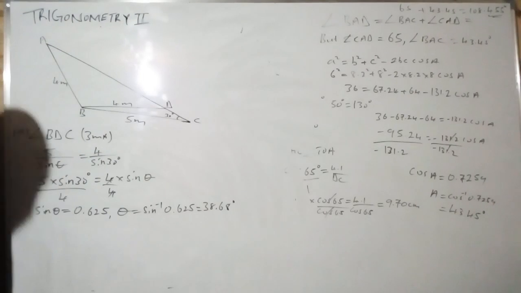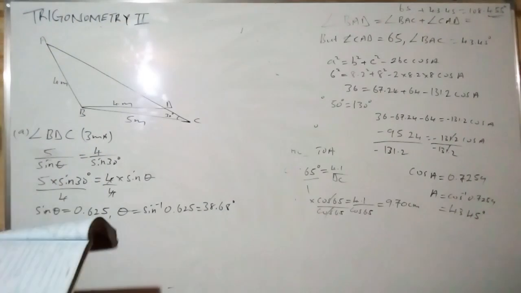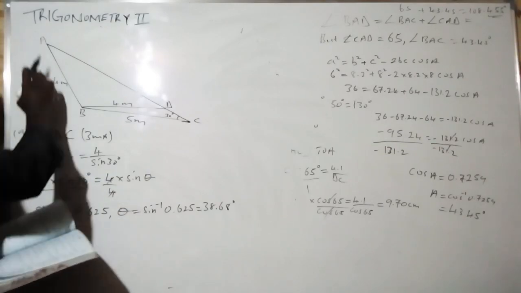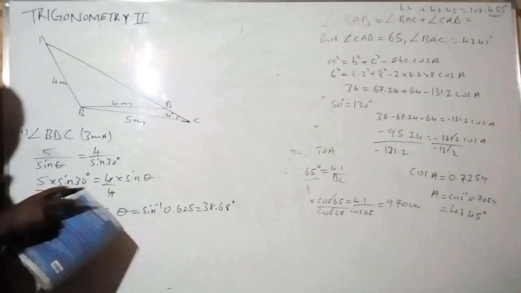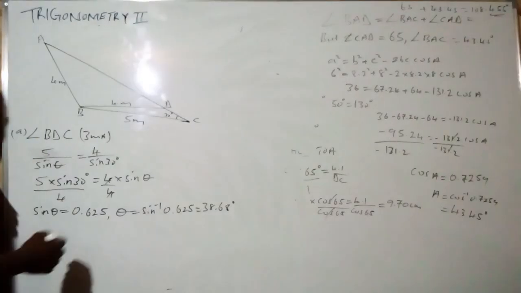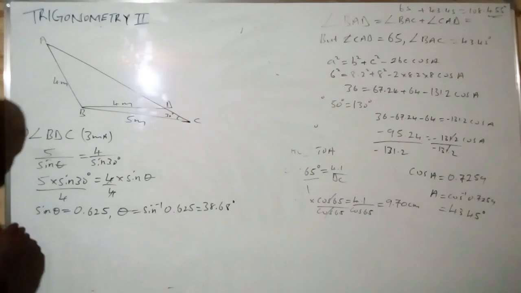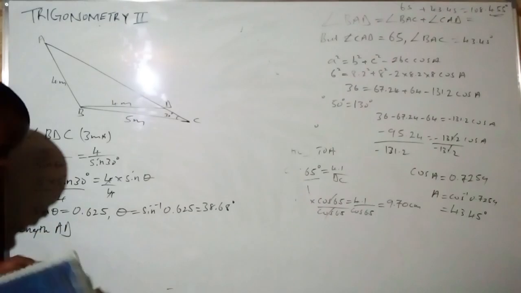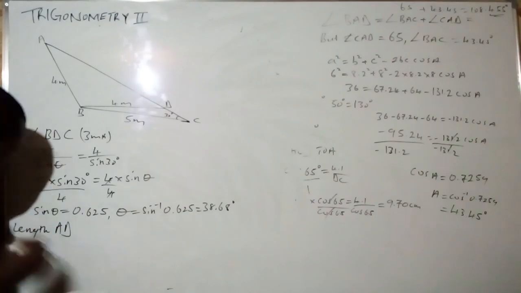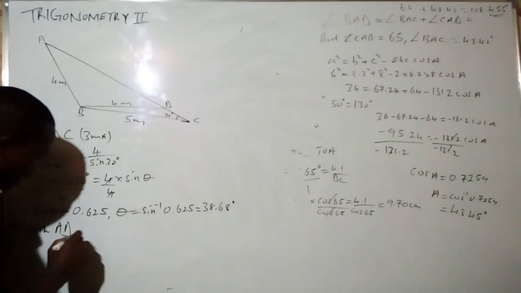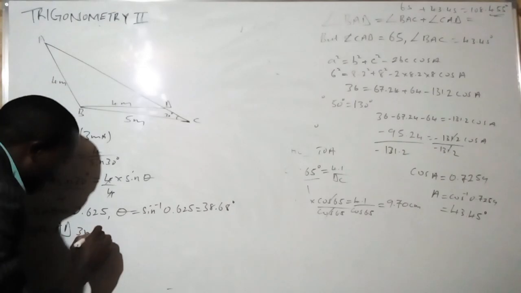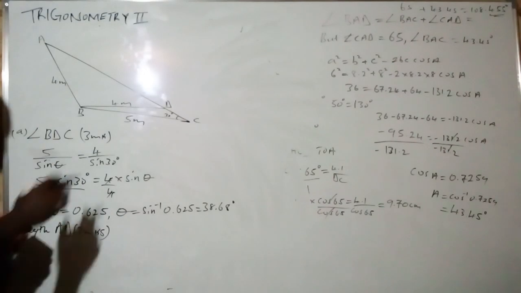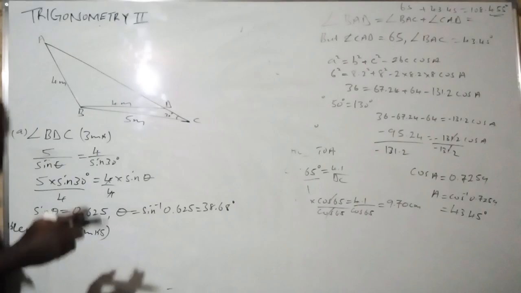Next, the length of AD. Where is AD? Yeah, AD is here. Let me write it here. Length AD. And this is B. How many marks? 3 marks. You can be able to compute that.